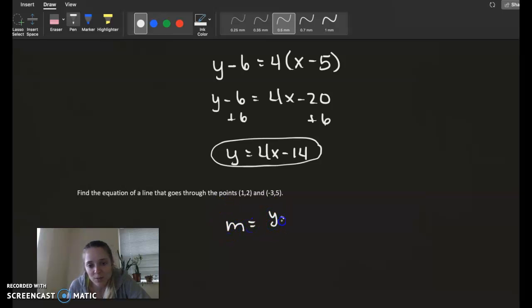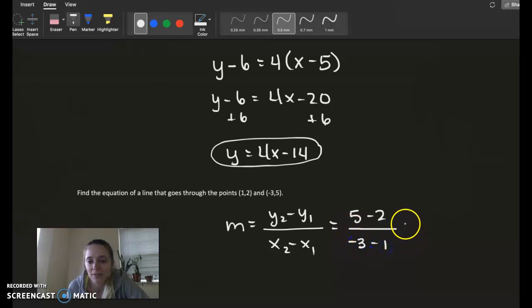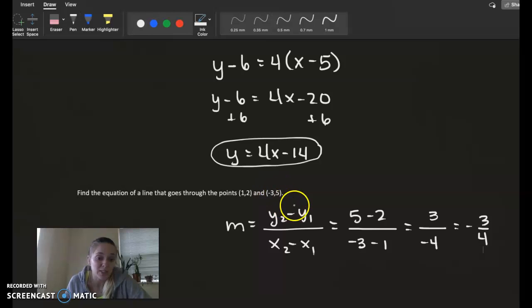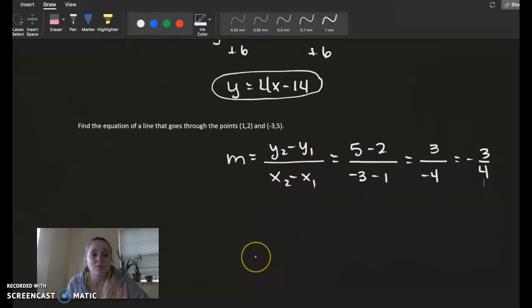So remember, that's y2 minus y1 over x2 minus x1. So that's going to be 5 minus 2, so the second y value minus the first y value, divided by negative 3 minus 1. So 5 minus 2 is 3, and negative 3 minus 1 is a negative 4. So my slope is actually negative 3/4. So now I have the slope and a couple points to choose from. So now that I have a slope and some points, I can use the point-slope formula.